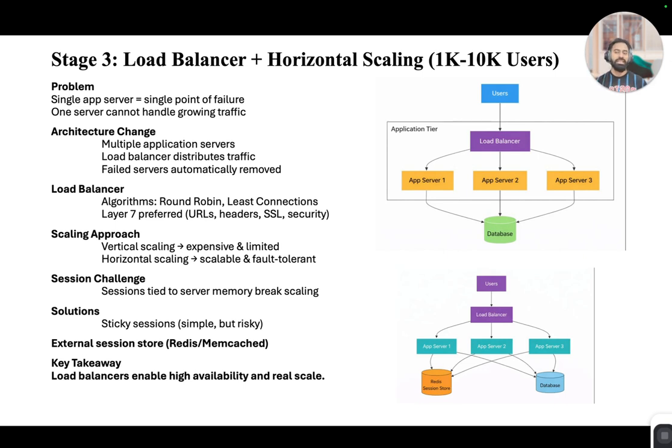Now the other scaling approach is horizontal scaling. In horizontal scaling, we add more servers, which requires a stateless application and is slightly harder to implement, but gives higher availability and fault tolerance. This is how large systems scale. So there are two approaches, vertical and horizontal, and you have to decide as per your requirements and use cases. Also, we need to discuss an important part, that is the session problem.